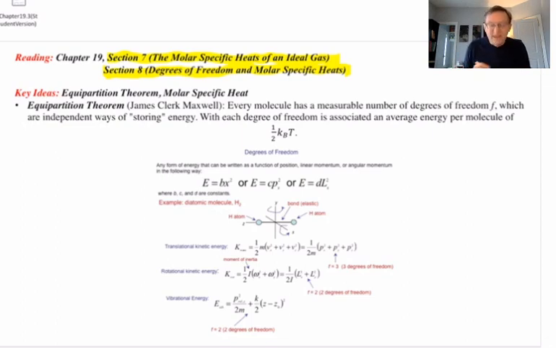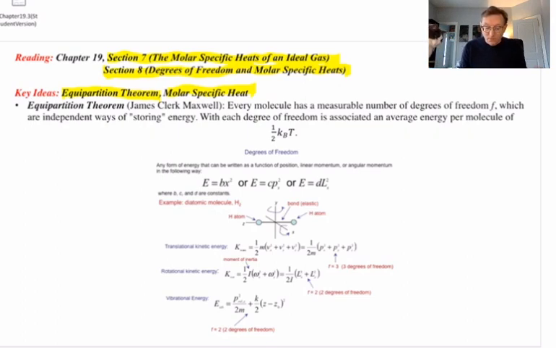So the two key ideas we're going to talk about in this video are something called the equipartition theorem. Theorem means it's something that can be proved. We won't go through the proof here. You take Physics 320 if you want to see that. And the concept of molar specific heat, which we actually already introduced in chapter 18 when we talked about absorption of heat.